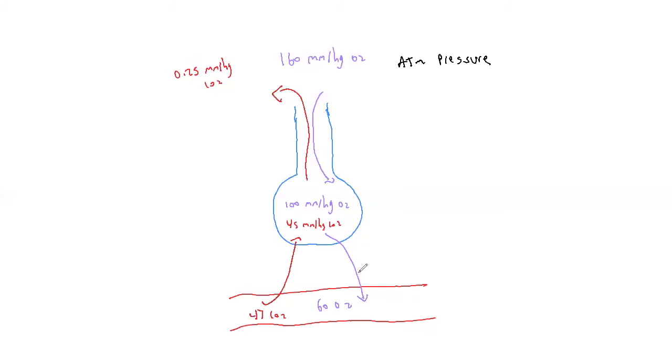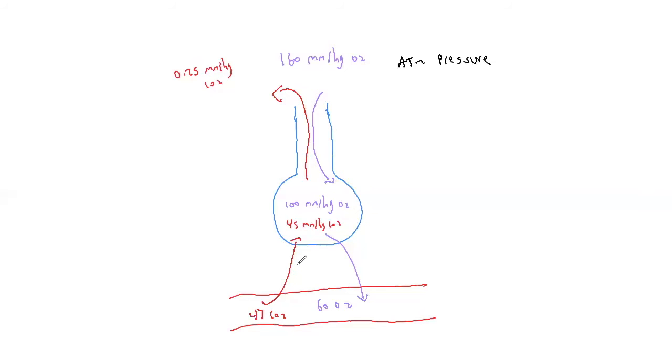Now, as far as on the blood side of things, well, oxygen's always going to move into the blood because under normal circumstances, there's more oxygen in the alveoli than on the venous side of the blood. So oxygen will diffuse into the blood, and there will be more carbon dioxide in the blood than the alveoli, so carbon dioxide will diffuse into the alveoli.